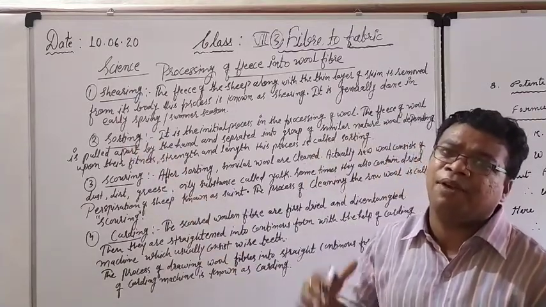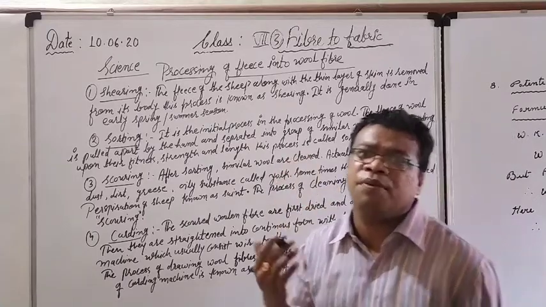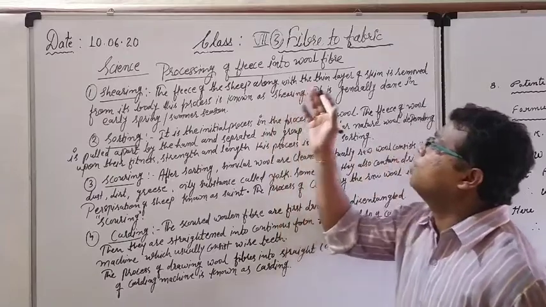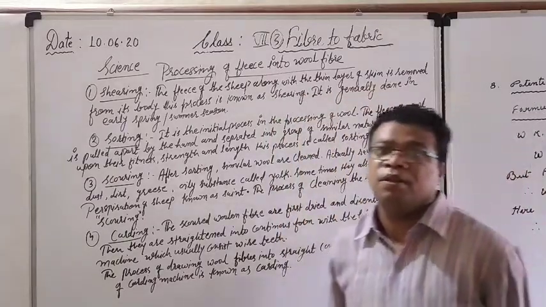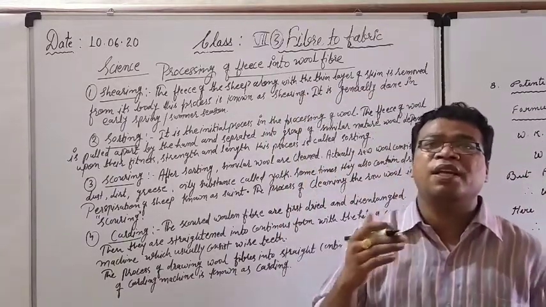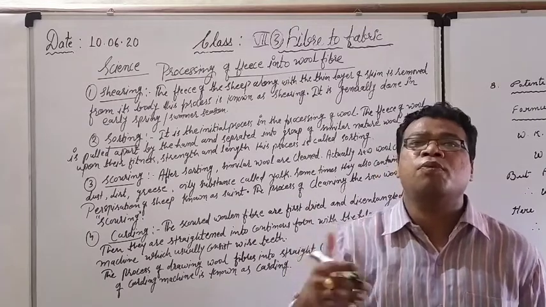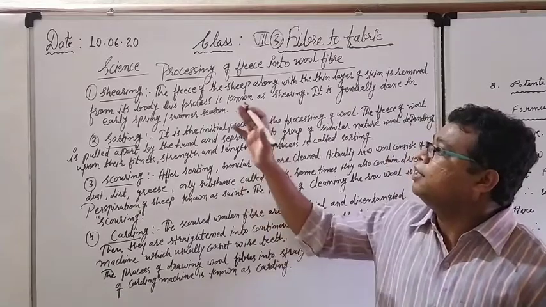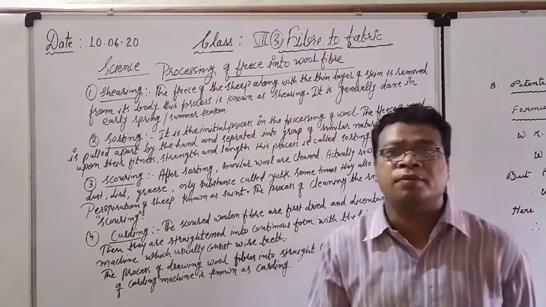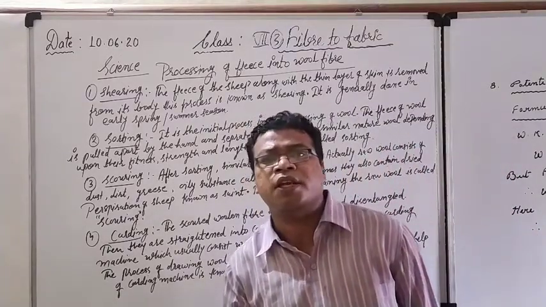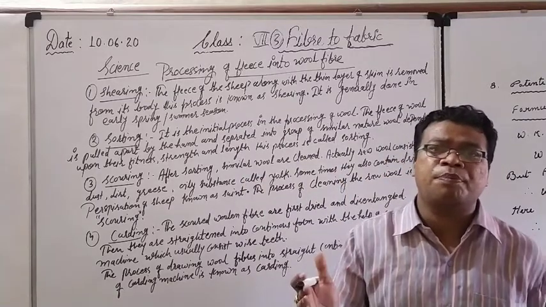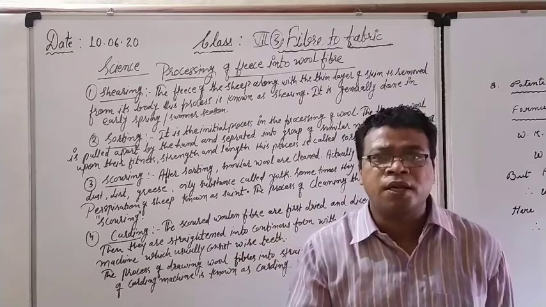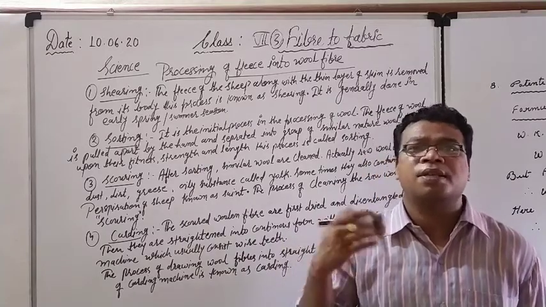What I have written, I will read it and I will explain to you. See here, the fleece of the sheep along with the thin layer of the skin is removed from the sheep's body, and this process is known as shearing. Okay, the fleece of the sheep along with the thin layer of the skin is removed from the sheep's body, and this particular process is known as shearing.